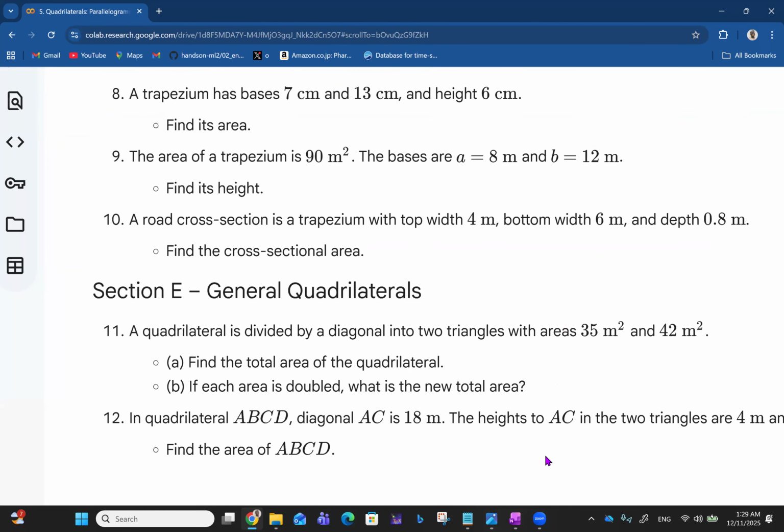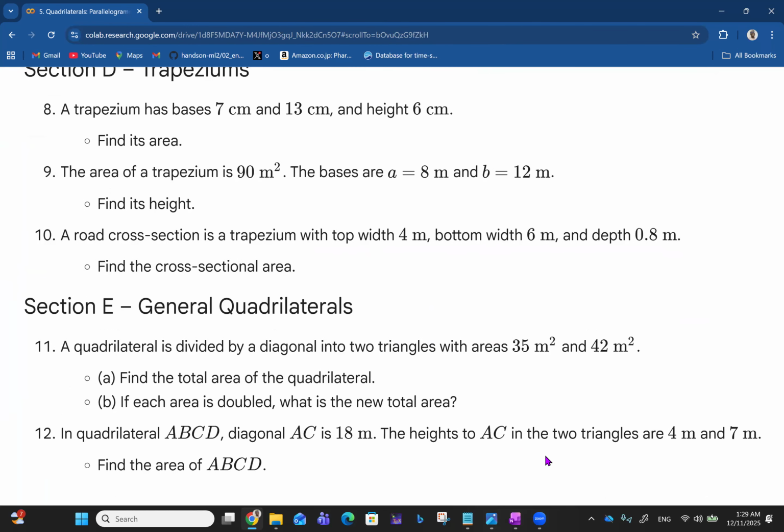Then section E, general quadrilaterals now. So a quadrilateral is divided by a diagonal into two triangles with areas 35 and 42. Find the total area. Just add them up. That's 77 meters squared.